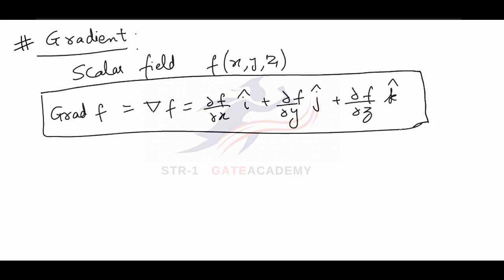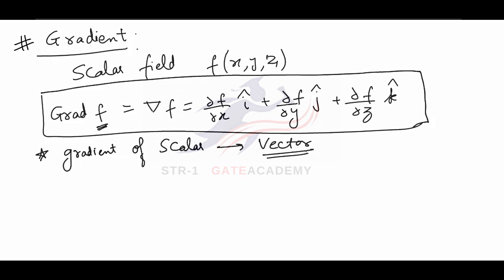Now we have found one important result: this was a scalar field. What is the gradient of this? It's a vector function, right? The important thing is that the gradient of a scalar will give you a vector. Remember this, it is important, right? Correct? Okay.